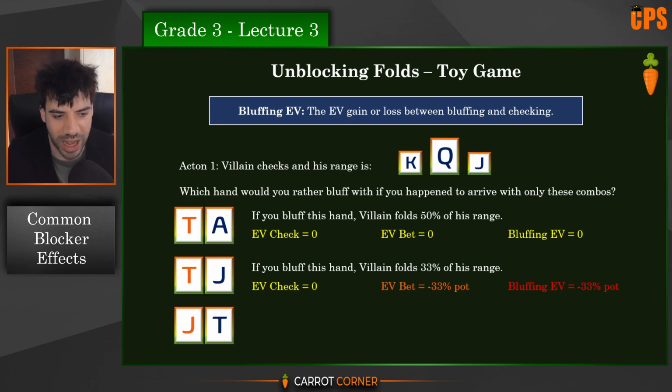Finally, on to the jack with the 10 kicker here. This hand is pretty interesting. The fold equity here is the same as it was in the first case, because we have the blue 10, and that's actually a non-blocker.